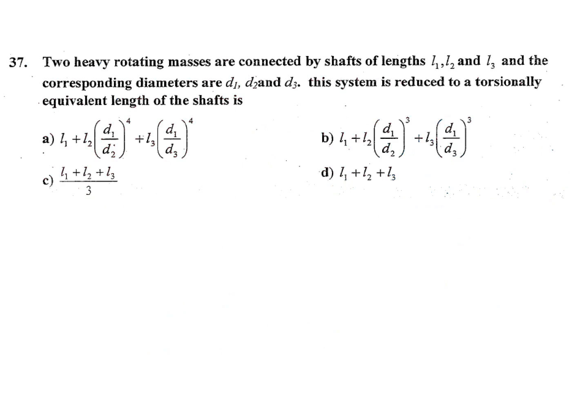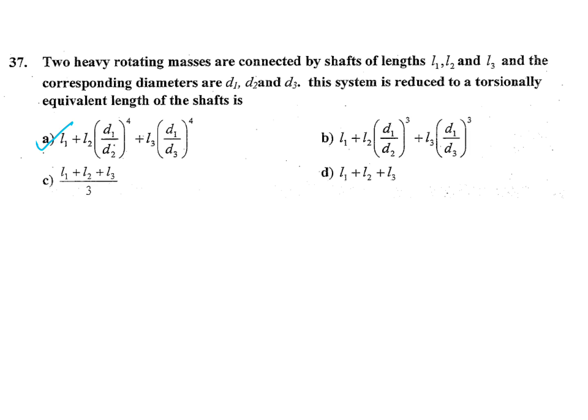Two heavy rotating masses are connected by shafts of length L1, L2 and L3, and the corresponding diameters are D1, D2 and D3. This system is reduced to a torsionally equivalent length of shaft is option A. Option A is our answer.